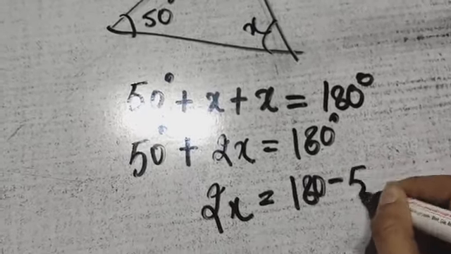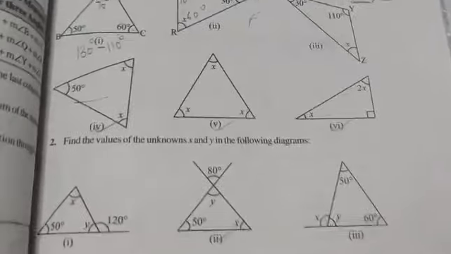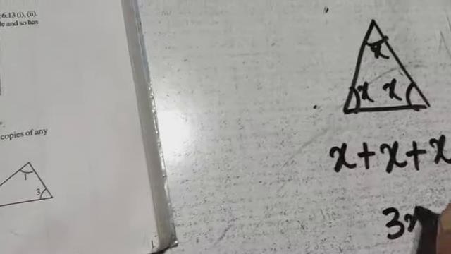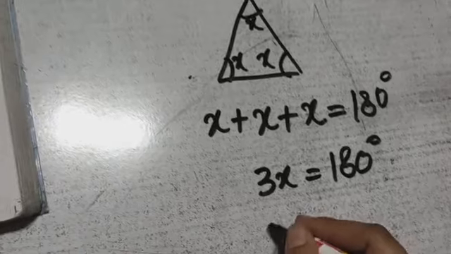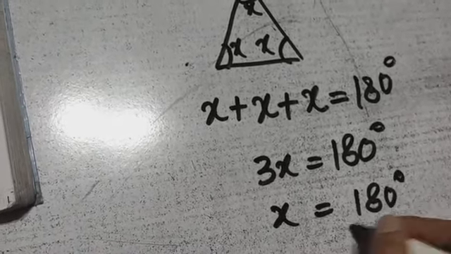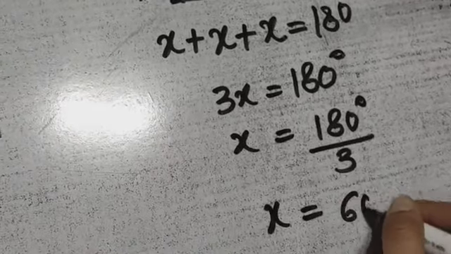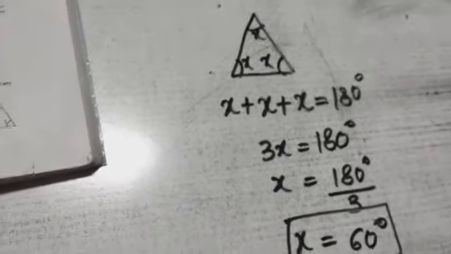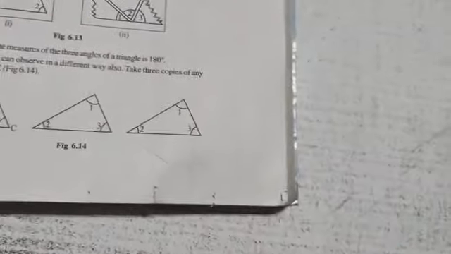In the next question, what we have to do, since we have to find x and x. So x plus x plus x, by angle sum property, is 180 degrees. So 3x is equal to 180 degrees. So x is equal to 180 degrees divided by 3, x is equal to 60 degrees. This is how we have to find x for this. Whenever this happens, that means all the angles of that triangle are equal. That means it is an equilateral triangle.